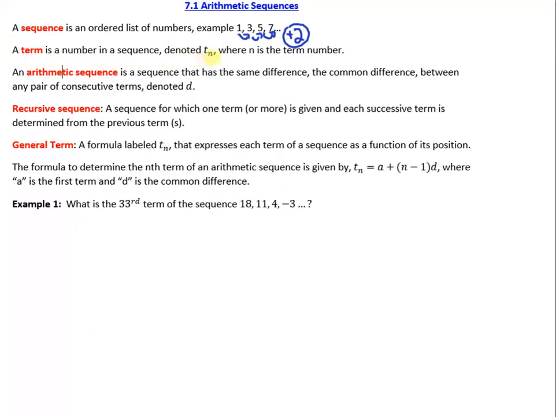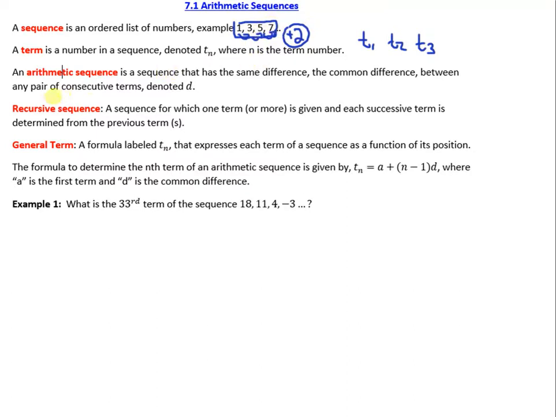A term is a number in a sequence. It's denoted by Tn. So term 1 would be T1, term 2 would be T2, term 3 would be T3. And in this sequence right here, 1 would be T1, 3 would be T2, T3 would equal 5, T4 would equal 7, and so on.